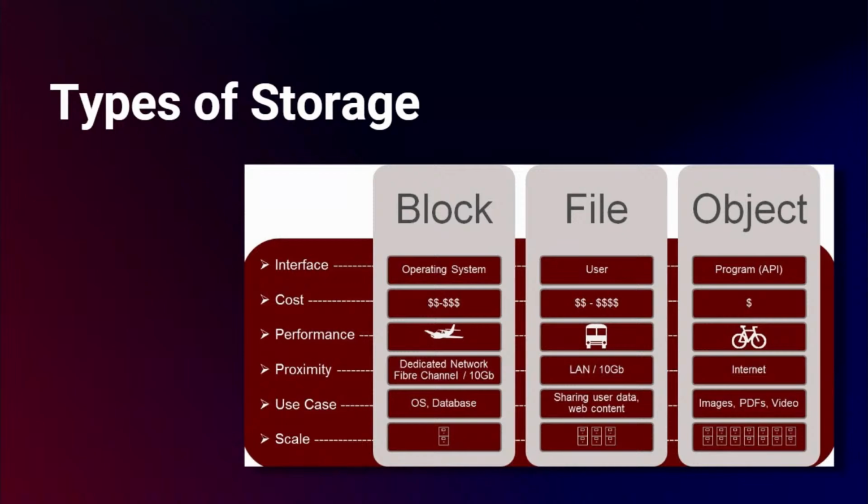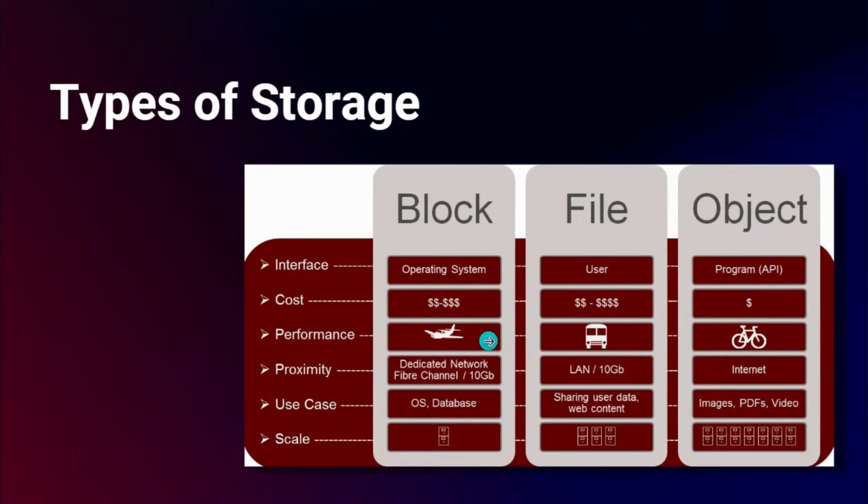If the thing is stored in a block, it is called block storage. If it is stored as a file, it is known as file storage. If it is stored as an object, it is called object storage. Okay, and you can see what interface you can use. Block storage needs an operating system, file storage needs a user system, and object storage can use a program or API. And the cost will be high, middle, and very low respectively.